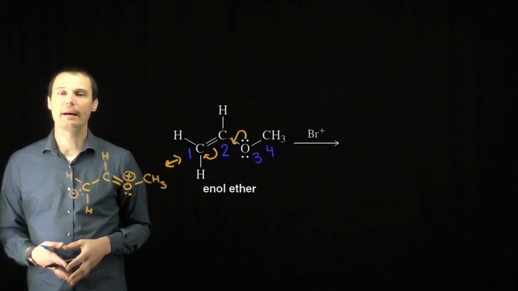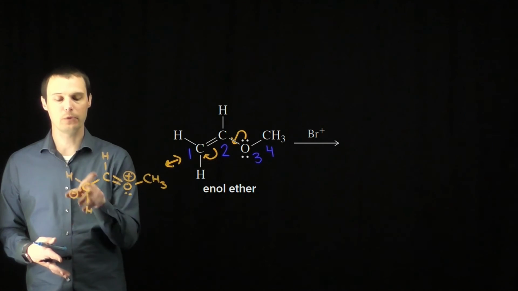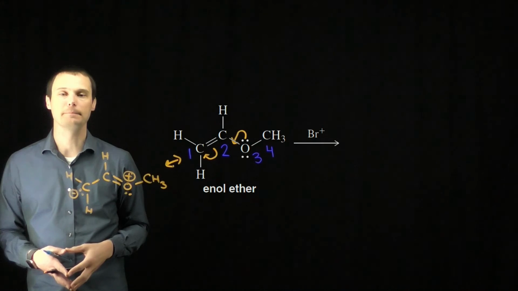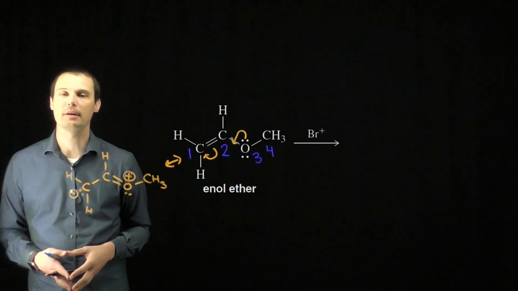The Br plus ion has a lack of electron density. It is an electrophile. So in this resonance contributor, I'm focusing on the carbon with the negative charge that has excess electron density and will be a nucleophile. Therefore, I would say that carbon number 1 is the atom most likely to react with the Br plus in this reaction.